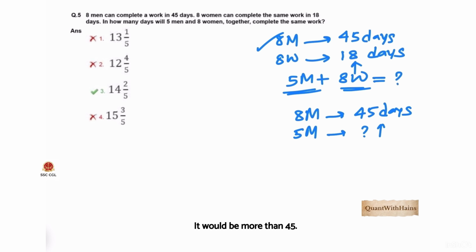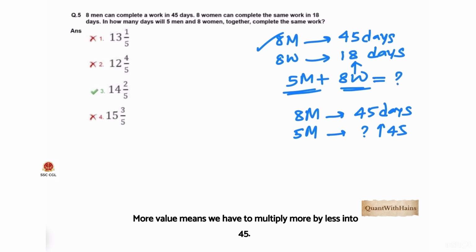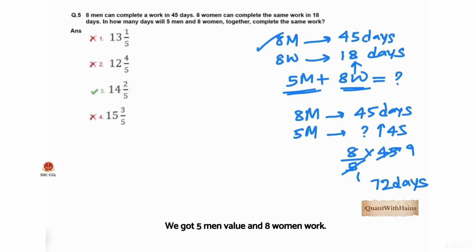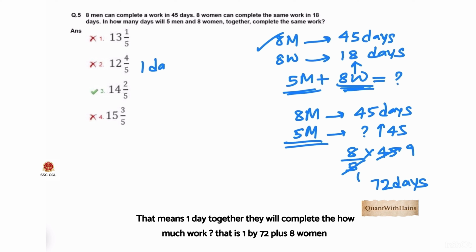It would be more than 45. More value means we have to multiply more by less into 45. 5 ones are 5, 5 nines are 45. That means 5 men would take 72 days to complete the same work. We got 5 men value and 8 women work. That means one day together they will complete how much work?